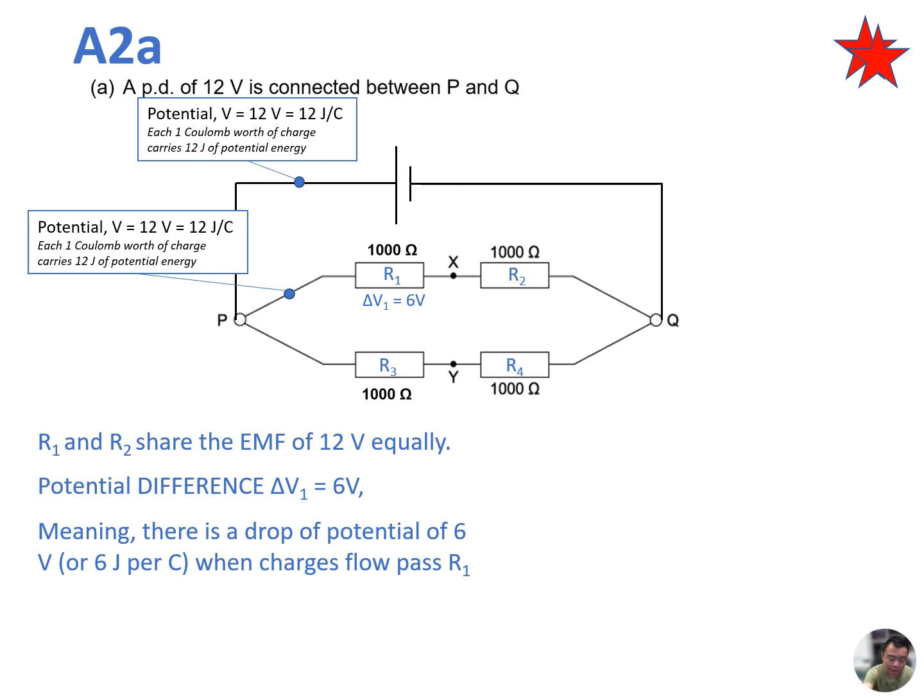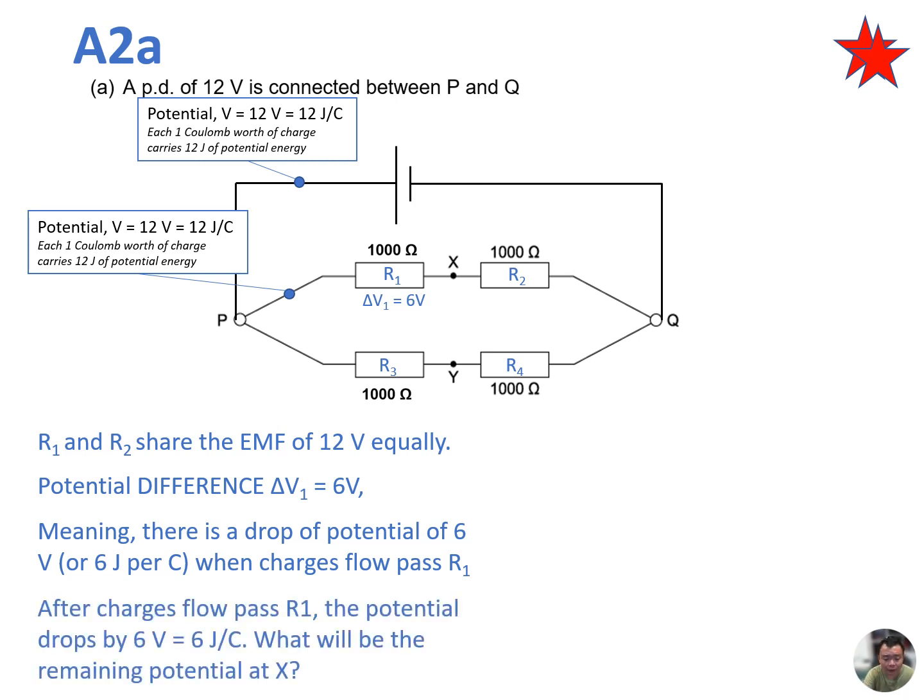If we move along the path of the current, let's say I choose this point to analyze and to take out 1 coulomb worth of charges, the potential energy will still be 12 joules for every coulomb of charge, which means the potential is 12 volts. The charges haven't lost or transferred this potential energy away yet. After this point, the charges will flow past R1, and from what we analyzed just now, these charges will decrease their potential energy by 6 joules for every 1 coulomb worth of charges.